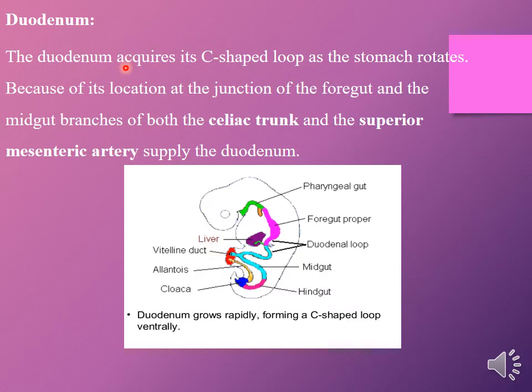The duodenum acquires its C-shaped loop due to the rotation of the stomach. It's located at the junction of the foregut and the midgut. The branches of both celiac trunk and superior mesenteric artery supply the duodenum, depending on its site. This picture illustrates parts of the digestive tract. You can see here the foregut proper, and this is the duodenum. It's almost C in shape. This is the midgut, and this is the hindgut.